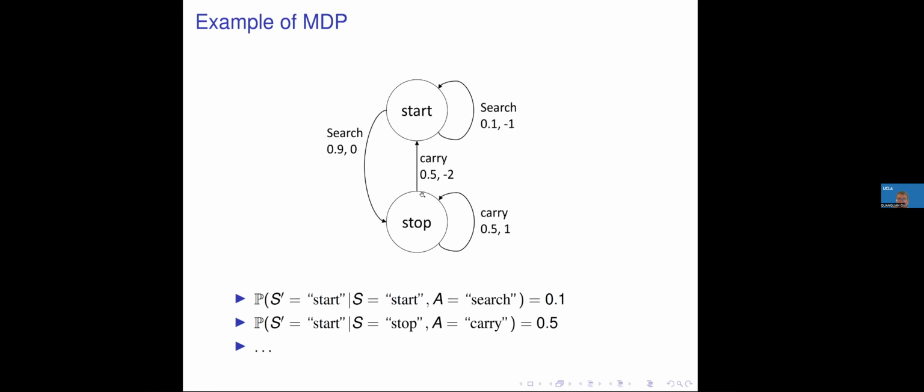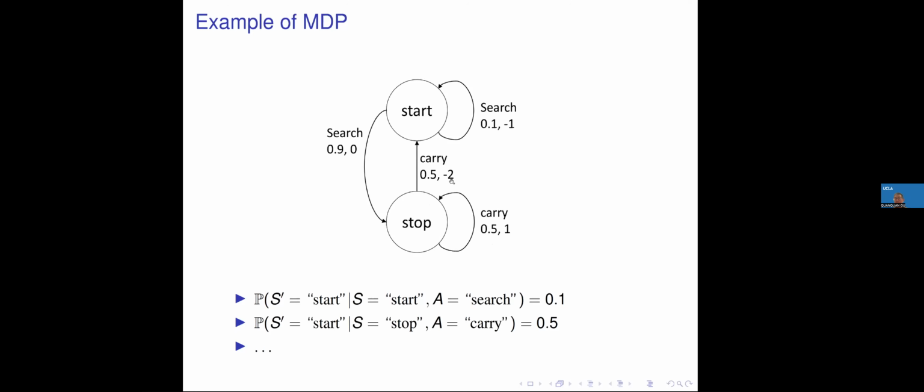And similarly, at a stop state, there's one action that the agent can take, which is the carry action. By taking this carry action with probability 0.5, the agent will remain at the stop state, receiving reward 1. And with probability the other half, the agent will transit to the start state, receiving reward -2.